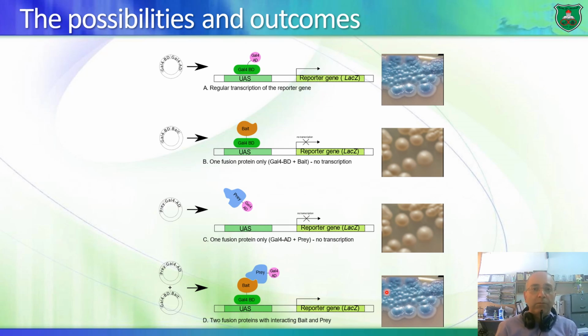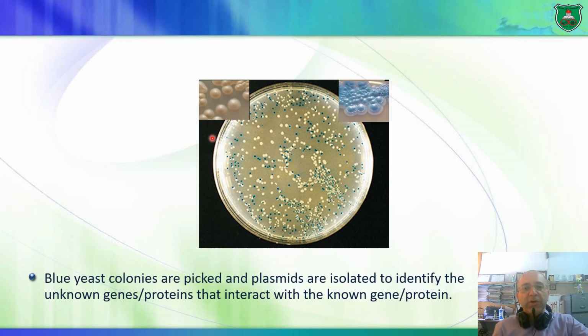Now, you can see this plate right here with different colonies, blue and red and white. The white colonies do express X and Y, but X and Y do not interact with each other. But the blue colonies express X and Y, and X and Y interact with each other.